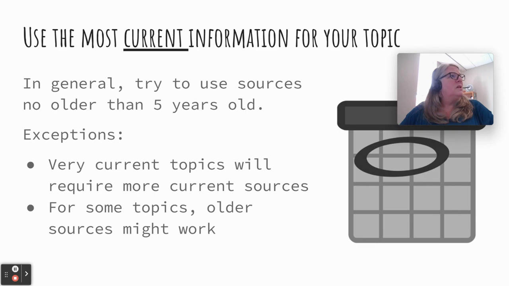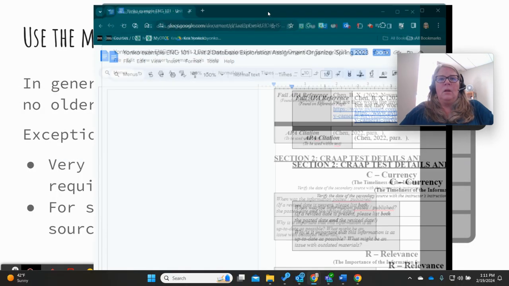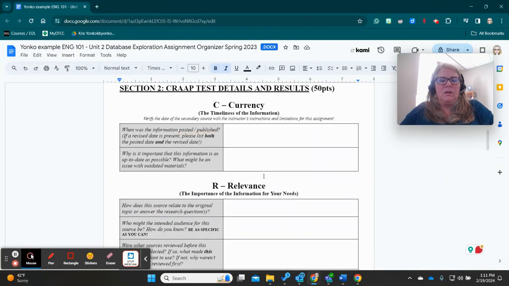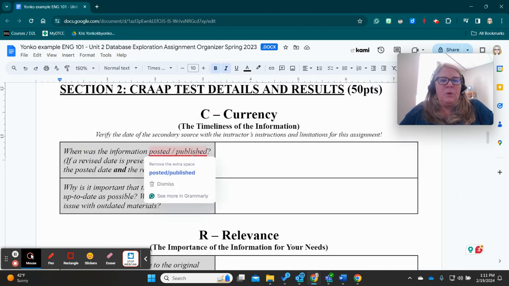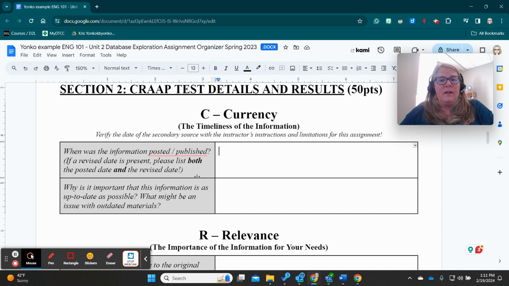Okay, so the question on the document here that you're going to be working on: when was the information posted or published? If there's a revised date present, list both the posted date and the revised date. So my example actually did have that. It had two dates. Why is it important that this information is as up to date as possible? What might be an issue with outdated material? So that's where you're going to answer your question about that. So if I were writing about technology and I'm using a source that's 15 years old, what could be the problems with that? Okay.